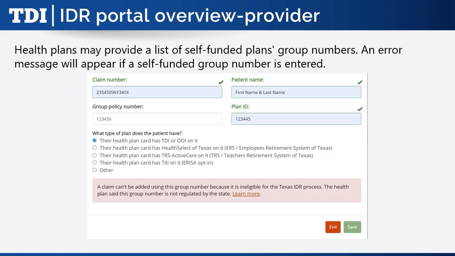So if you are a submitter and you're entering information into the portal and you get this error message saying that the claim is ineligible for the Texas IDR process because it's not a regulated plan, then you can trust that that information is accurate. If you feel it's not, you can definitely contact the plan directly or ask the IDR group to research it, and we'll do what we can to verify the accuracy of the information. Again, ultimately, the health plan would have to verify if that information is accurate or not.